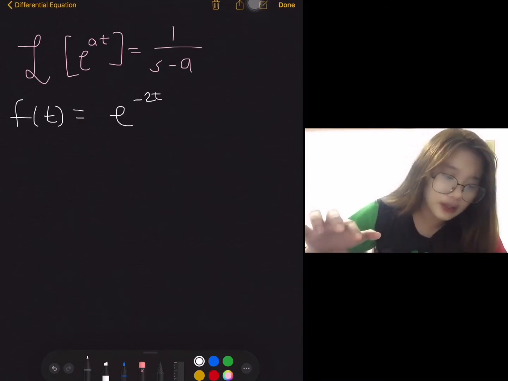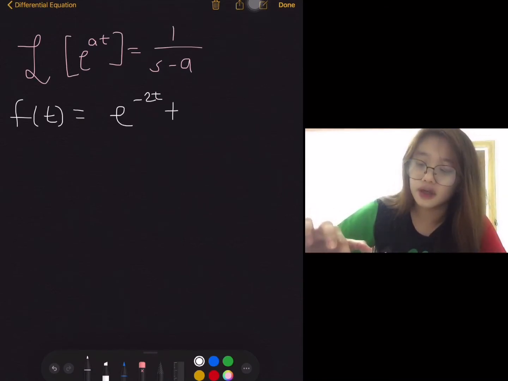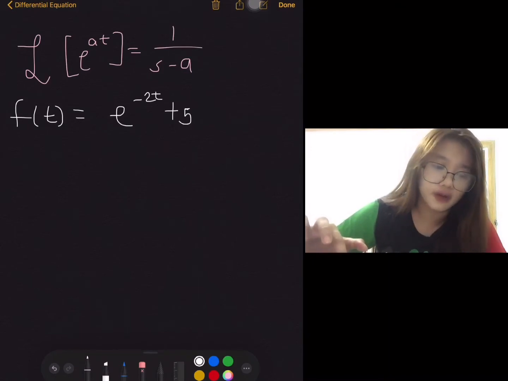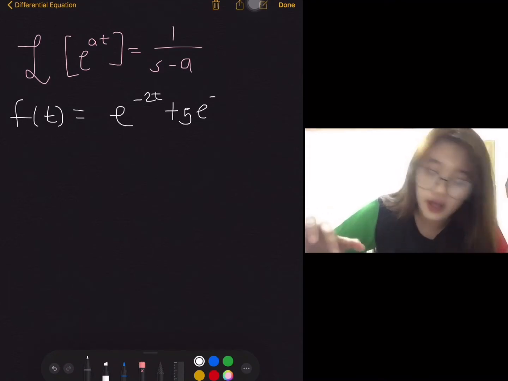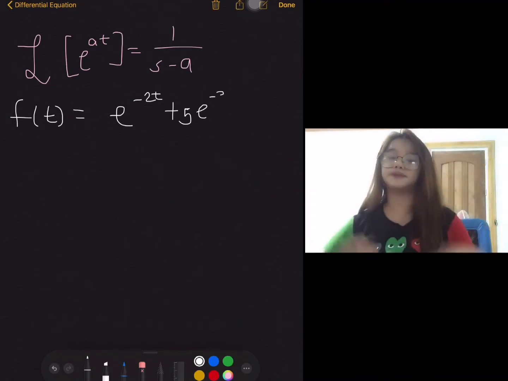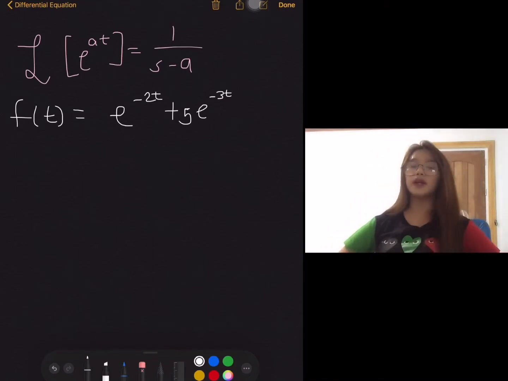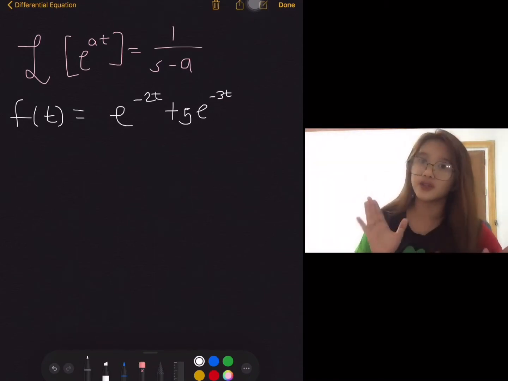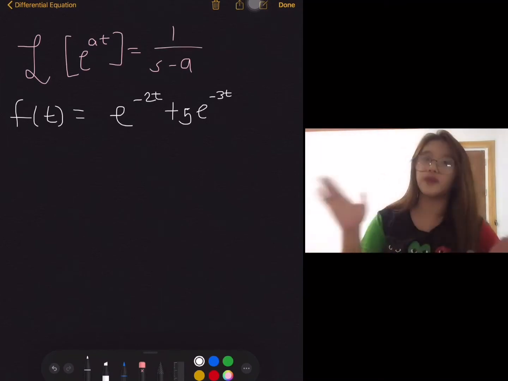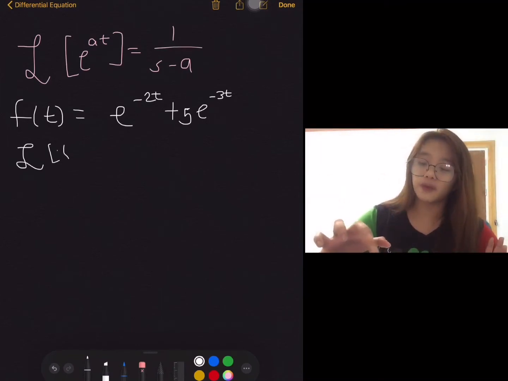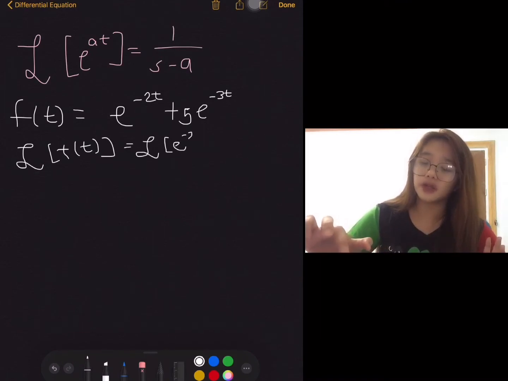Negative 2t plus 5e raised to negative 3t. So for this example, let us first get the Laplace transform of this one. The Laplace transform of f of t is equal to the Laplace transform of e raised to negative 2t, and our multiplier 5 here for the second term, 5, then the Laplace transform of e raised to negative 3t.